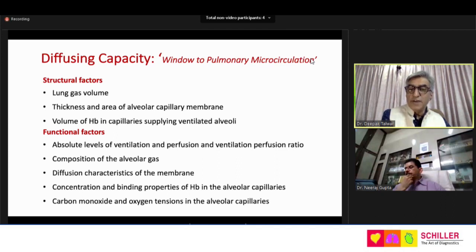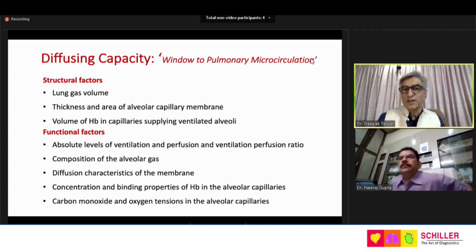And finally, we are going to test it with carbon monoxide. So it ultimately will depend upon the equilibrium kinetics between the carbon monoxide and oxygen tensions between the air and the blood in the alveolar capillaries. This is the entire process of the diffusion capacity, and I'm pretty sure that this list of what the window is showing you is trying to tell us how complex the process being tested by a simple test, the diffusion study, is.